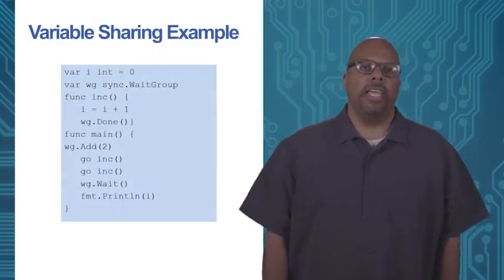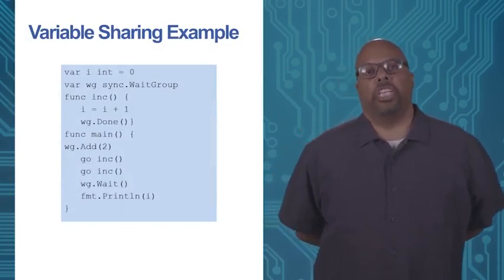So let me just give you some example of what I mean by bad sharing. How can that happen? How can they interfere with each other? Let's be a little more concrete. Okay, here's an example of variable sharing going on.